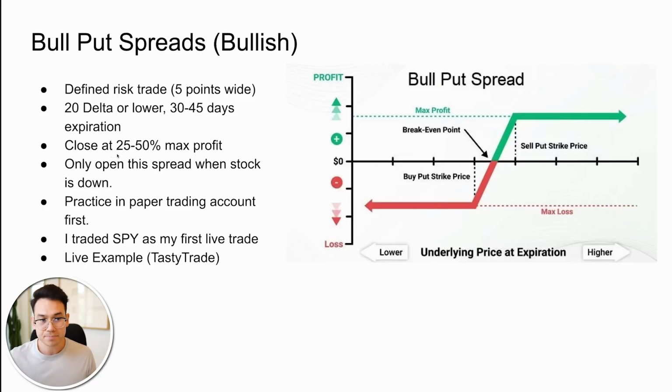And don't worry, how you should be doing this at first is probably practicing in a paper trading account. And then you could trade like SPY, which is the S&P 500, just to be safe, right? I wouldn't start on NVIDIA as your first stock to trade credit spreads, all right? But let's go ahead and jump into it, all right?